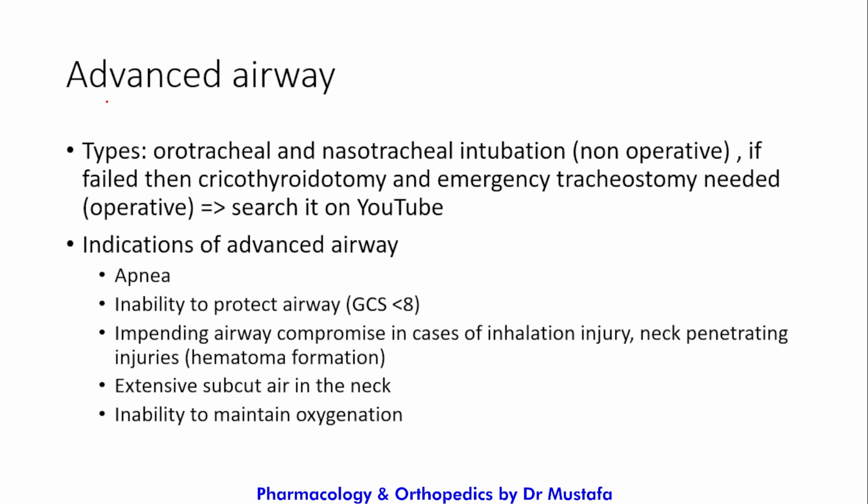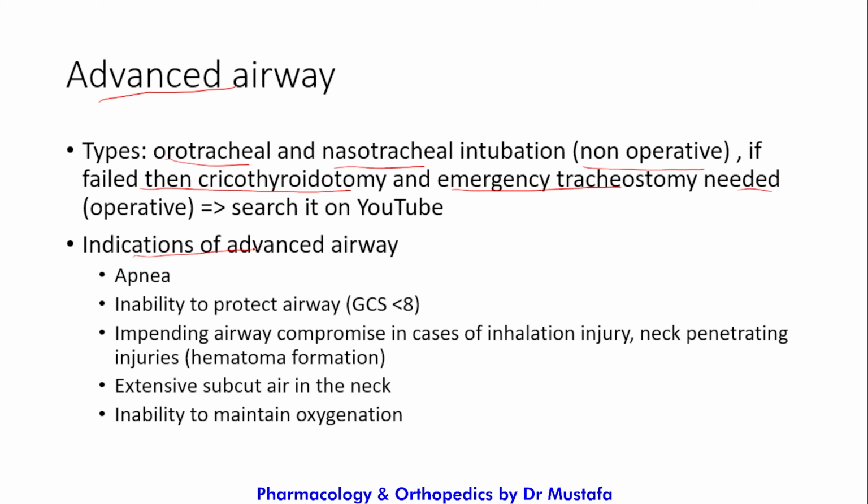Now let's talk about the advanced airway. So in the advanced airway, we have multiple types. We have the orotracheal and the nasotracheal intubation, and both of those are non-operative. And if those fail, then cricothyroidotomy and emergency tracheostomy are needed. And both of those are operative. And you can search each of those on YouTube just to have an idea.